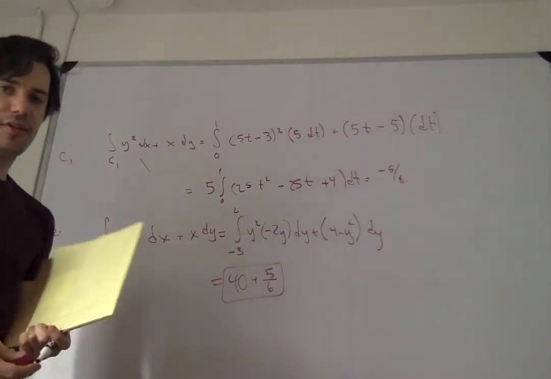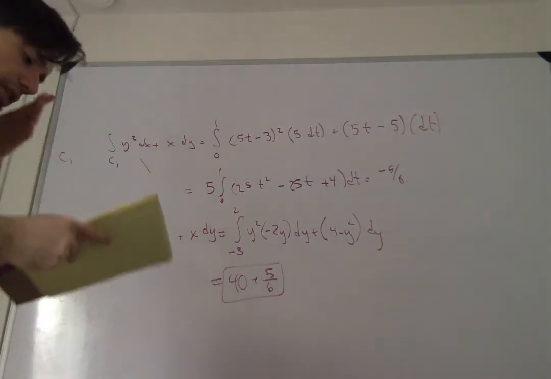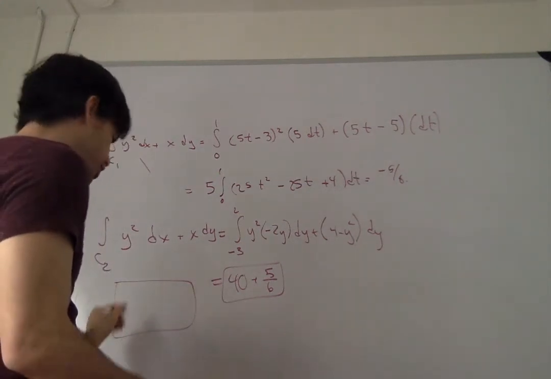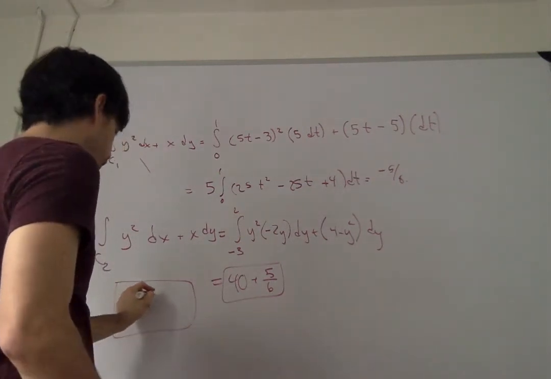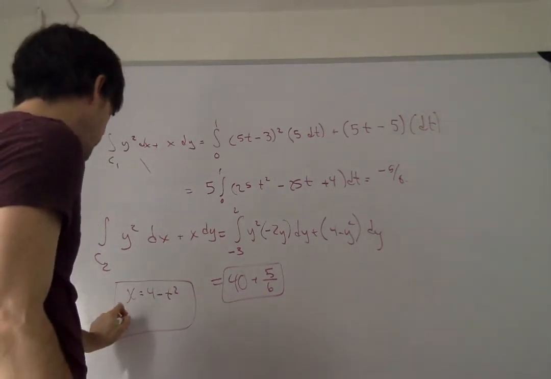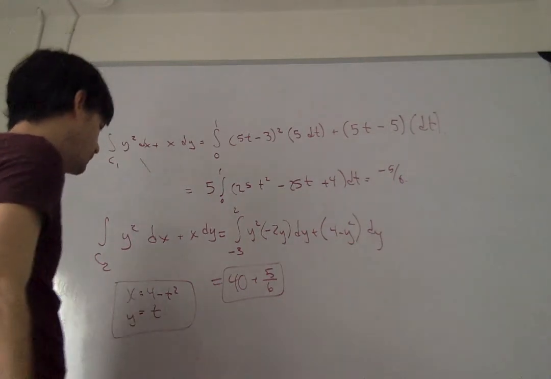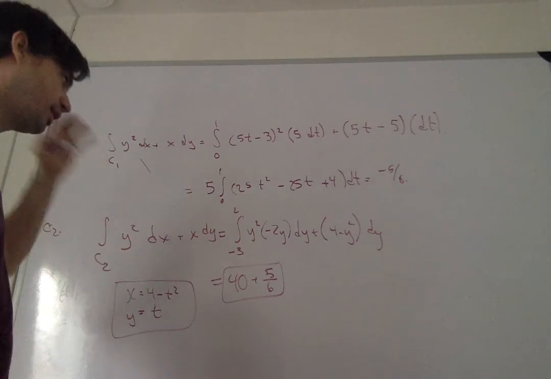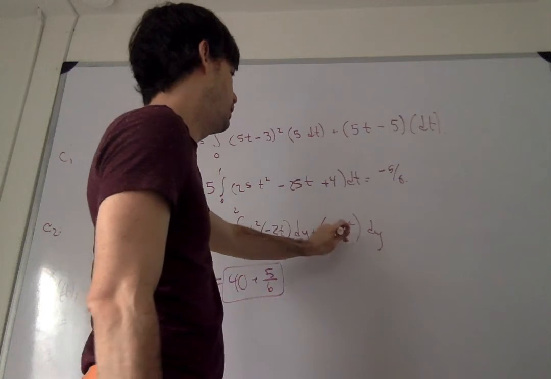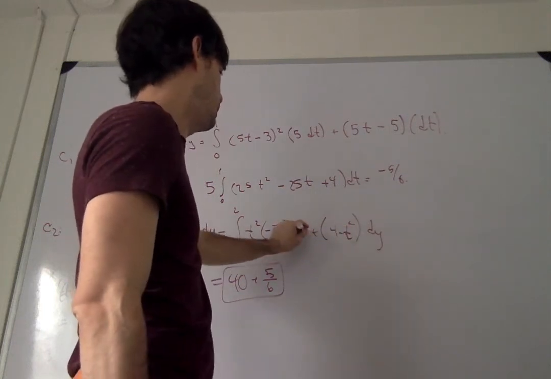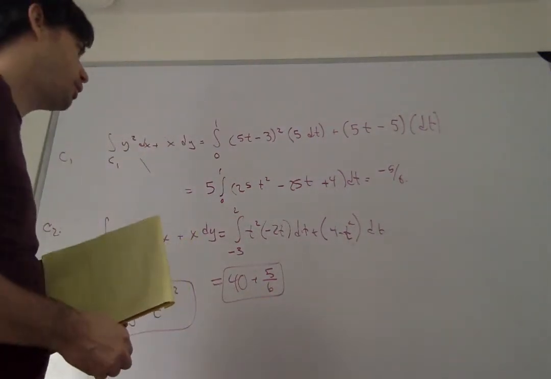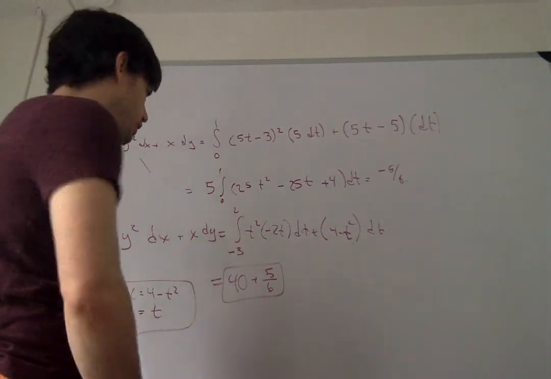So you get 40 and 5/6. So how did I get that? Well, remember, C2 was, by definition, x equals 4 minus y squared, and I said let y equal t. It's a dummy variable, so it doesn't matter if you call it t or y, but this is how I want to teach you. The book is going to use y.